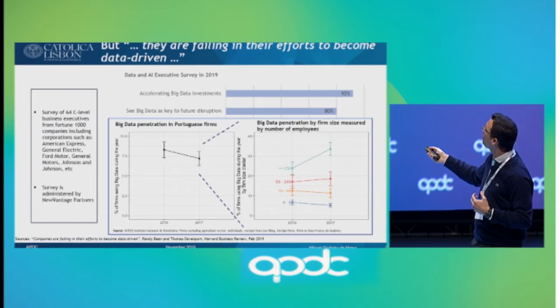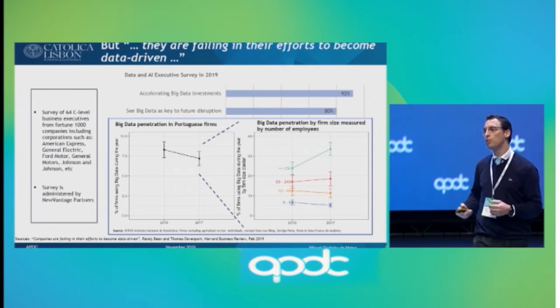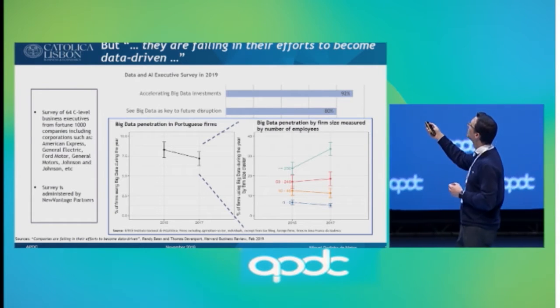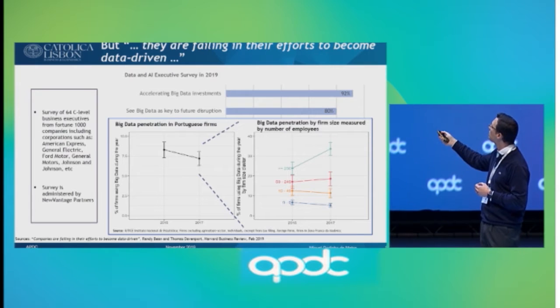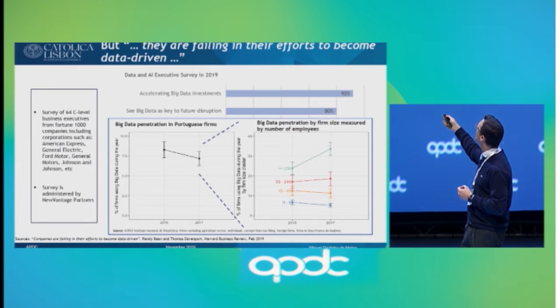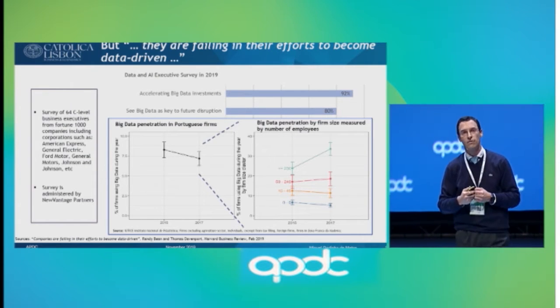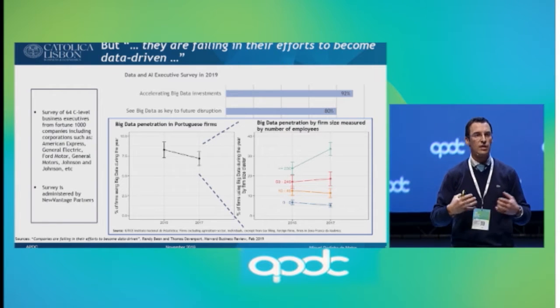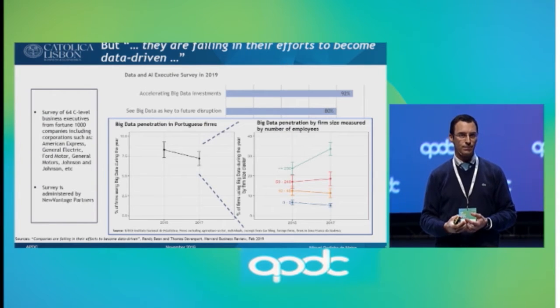So according to INE, the average deployment of big data in our firms is around 7.5% as of 2017. And if we split this by firm size, our large corporations, those that have more than 250 employees, have a penetration of these tools of about 30%.